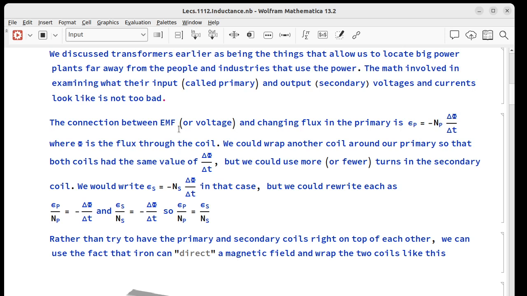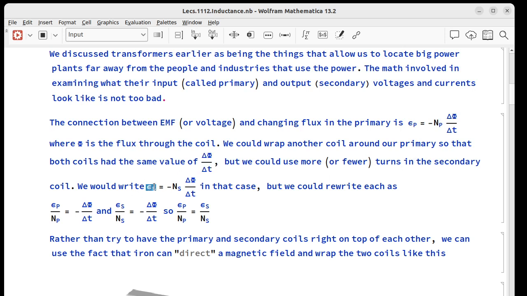We go back to the connection between EMF and changing flux in a coil, and we can write it like this. The EMF, or voltage in the primary, depends on how many turns there are in the primary coil and the rate of change in the flux. In general, this really means the rate of change of the current, because that's what's going to produce a magnetic field, which produces the flux. We could wrap a second coil around that first coil, so both coils have the same value of change in flux with time, and we could use a different number of turns in the secondary coil.